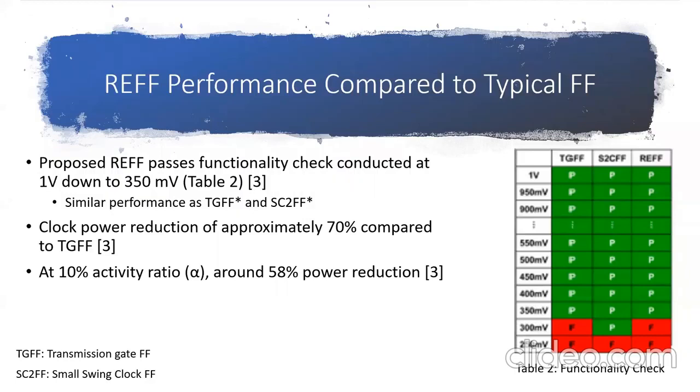This slide shows the performance of the proposed redundancy eliminated flip-flop compared to the typical one. As you can see in the table 2, the new design passes functionality check conducted at 1 volt all the way down to 350 millivolts, which showed similar performance as transmission gate flip-flop and small swing clock flip-flop. Power consumption while generating clock is reduced by 70% compared to the transmission gate flip-flop. Lastly, when alpha, which is the activity ratio, is at 10%, it achieves 58% power reduction.